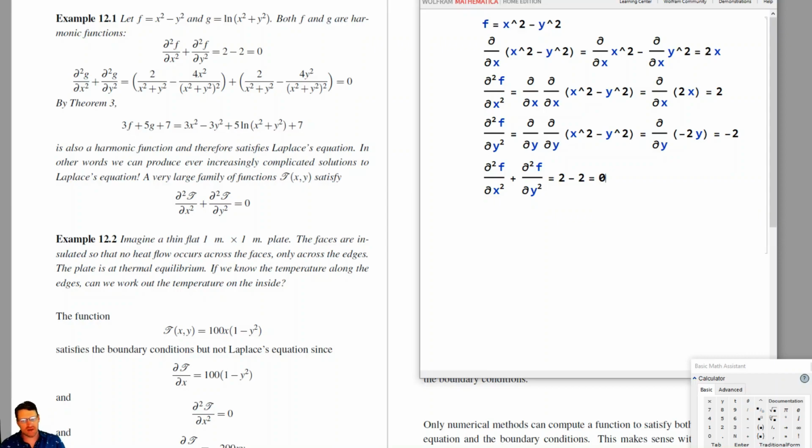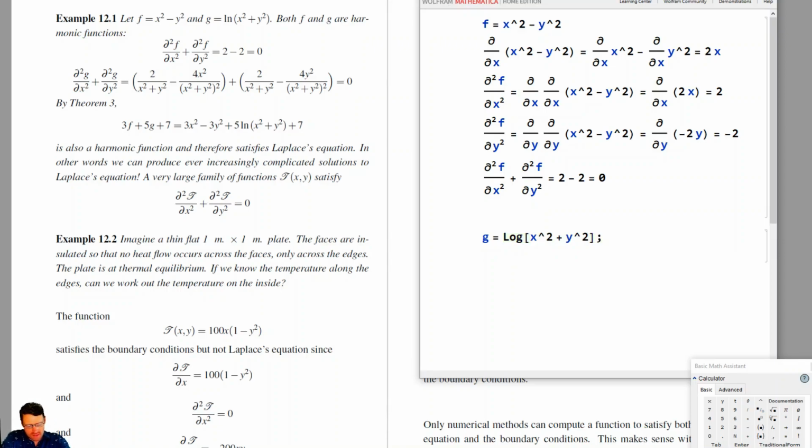Okay, so it satisfies Laplace's equation, as in the difference of these two squares does. So similarly, the natural log of the sum of the squares will as well. And so I'll just show you here. I'll just say g is equal to the natural log. Here, I'll just type in log of x squared plus y squared.